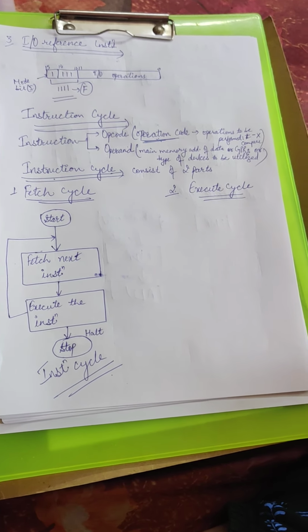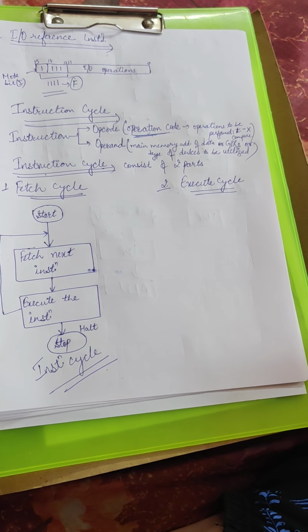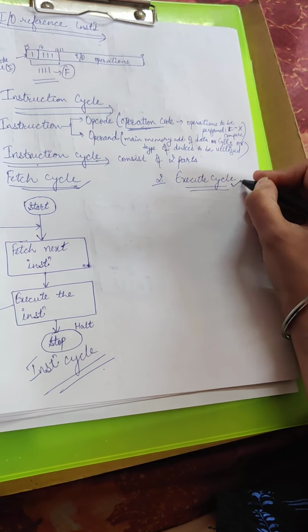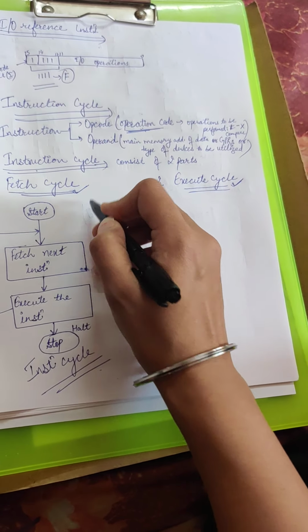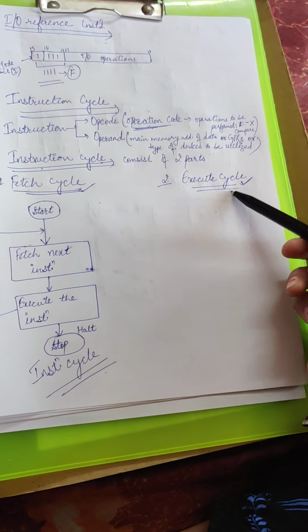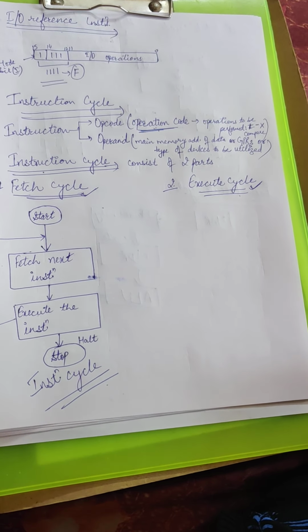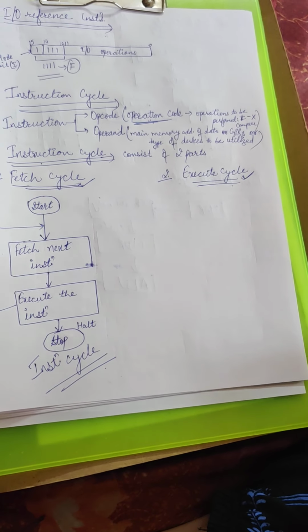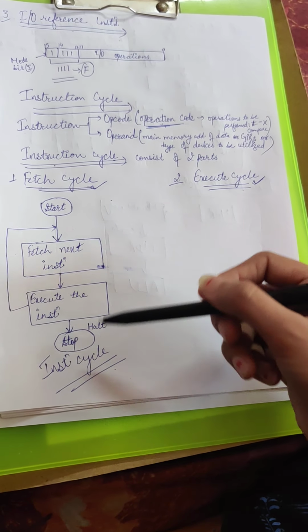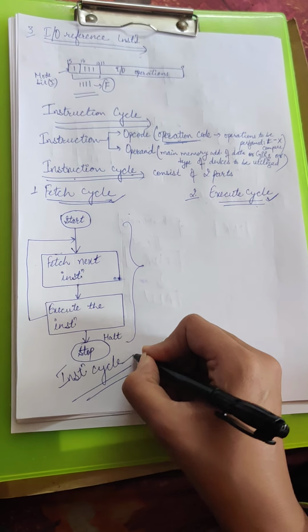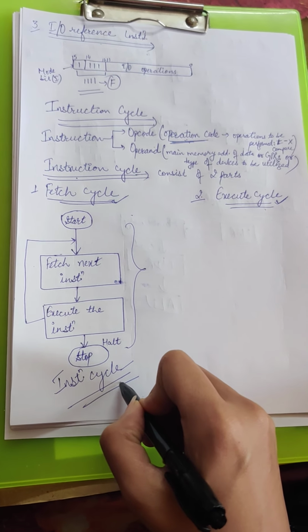So basically our instruction cycle consists of two parts, fetch cycle and execute cycle. Fetch means to read the instruction from the memory, and execute means to execute that instruction which you have read from memory. So this is a basic flowchart diagram for the instruction cycle.